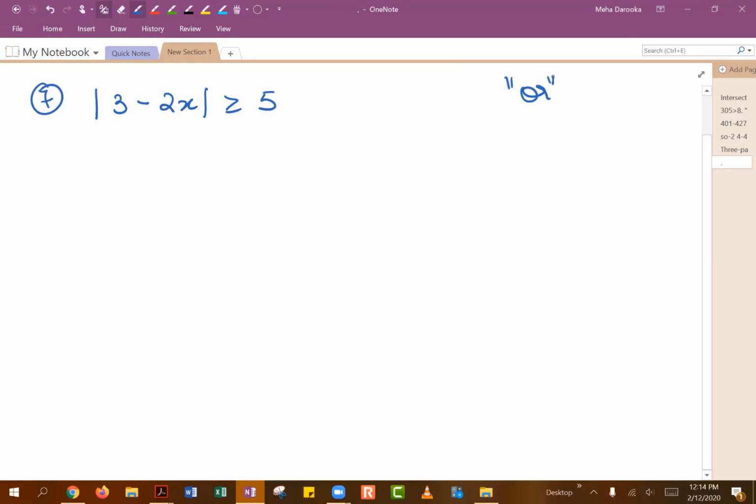So this guy is an or inequality, and that's because of this greater than or equal to. Okay, so when you set this up, the first one is going to be the same without the absolute value symbol. So 3 minus 2x greater than or equal to 5. So that part will stay as it is. But then we're going to use or as our connecting word.